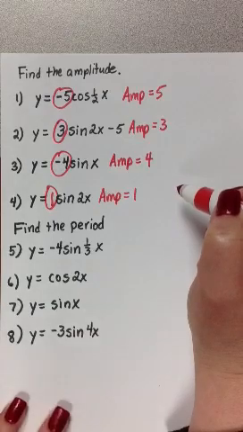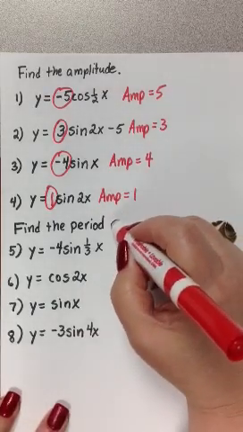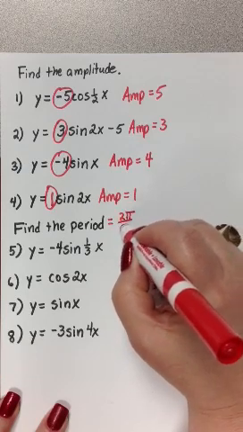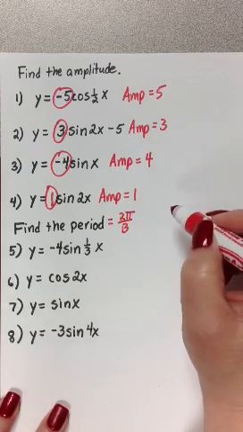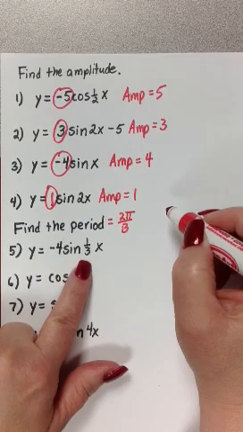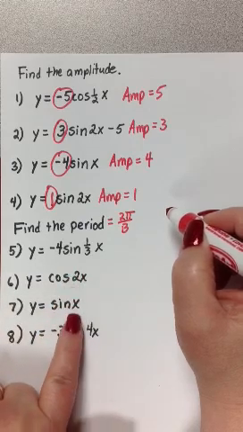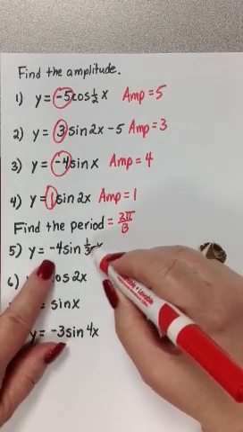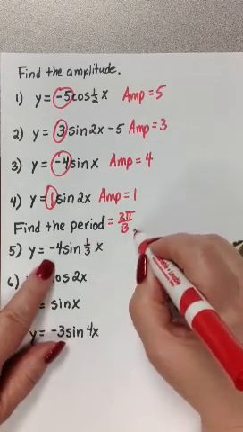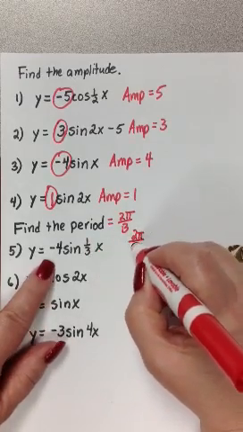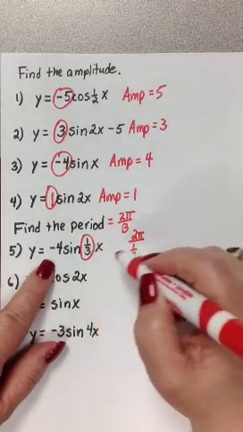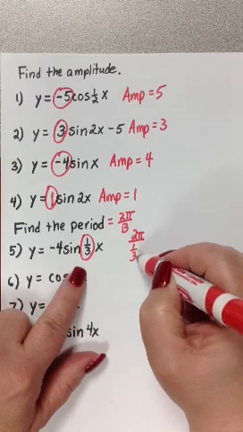The next part here, they ask us to find the period. Remember that period is equal to 2 pi over b, and b is the number in front of the x. So in this first case, -4 sine of 1/3 x, it'll be 2 pi divided by 1/3, because this is your b in this one. So 2 pi divided by 1/3.